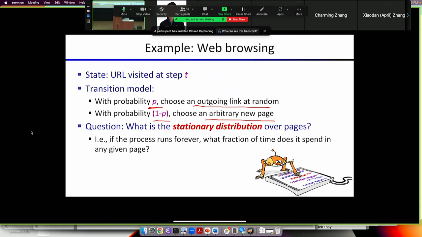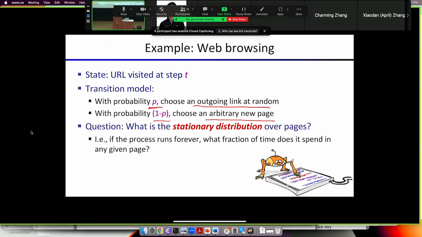So now I can ask, okay, with that transition model, if you just keep running it, how much time are you going to spend on each of the pages of the web? What is the stationary distribution? That's how much time. If I just sort of interrupt you at an arbitrary time in the future, where will you be? That's the stationary distribution.